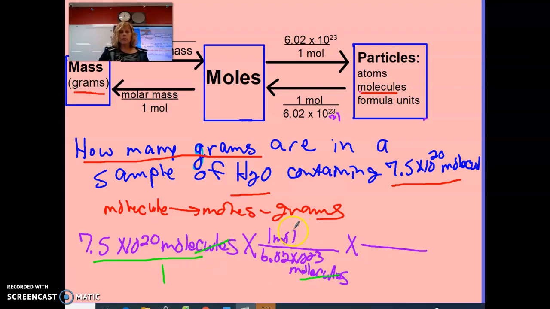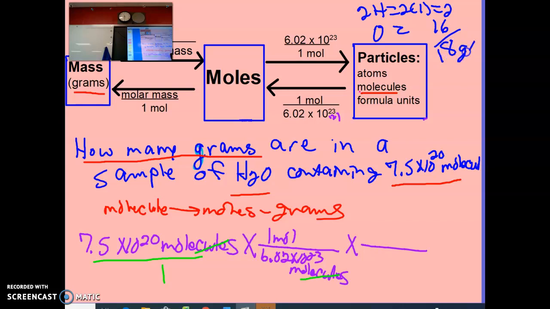So again, remember when we have a whole number, it's like a fraction over 1. Molecules totally cancels out. I'm left with moles, but I want to get all the way to grams, so I want to go from moles to grams. I need to find the molar mass of water in order to be able to do that. It's H2O, 18 grams per mole. I want to end up with grams, and I want to get rid of moles. So I want moles to go on the bottom and then grams to go on top.